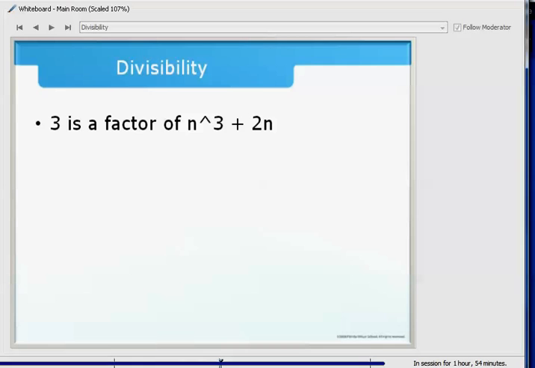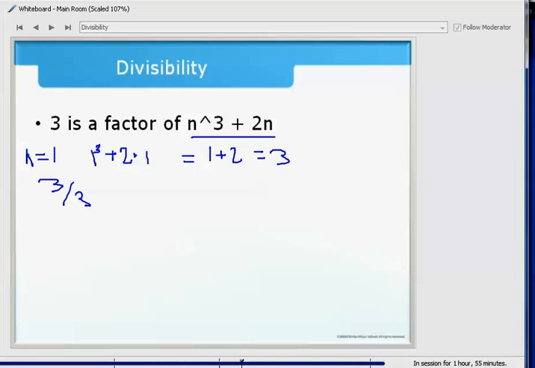Next, let's show that 3 is a factor of n cubed plus 2n. You saw this in your lesson, and it's also mentioned in the textbook. To show that 3 is a factor of n cubed plus 2n for all values, we're going to use mathematical induction, just like before, which means we need to show that it's true for n equals 1. If I plug in 1, I have 1 cubed plus 2 times 1, which is 1 plus 2, or 3. Is 3 divisible by 3? Yep. So it's true for n equals 1.